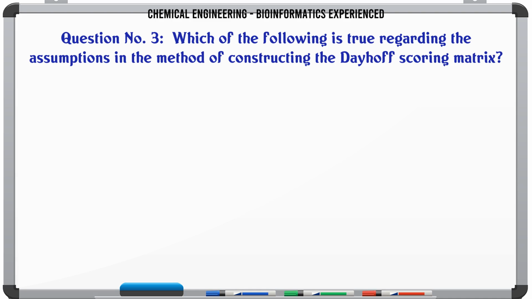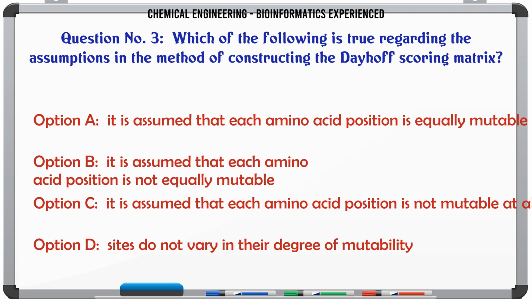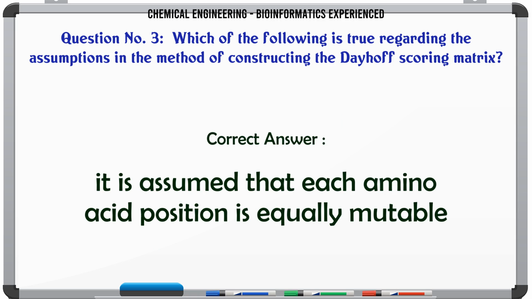Which of the following is true regarding the assumptions in the method of constructing the Dayhoff scoring matrix? A. It is assumed that each amino acid position is equally mutable. B. It is assumed that each amino acid position is not equally mutable. C. It is assumed that each amino acid position is not mutable at all. D. Sites do not vary in their degree of mutability. The correct answer is: it is assumed that each amino acid position is equally mutable.